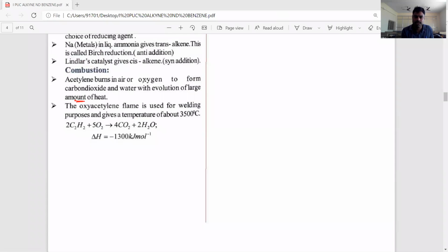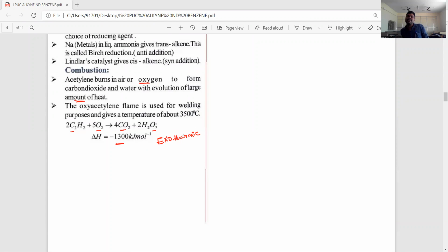Complete combustion in the presence of atmospheric oxygen, meaning air. This general formula we already discussed. Two carbon atoms are present, that's why it produces carbon dioxide. Carbon atoms are converted into carbon dioxide and hydrogen atoms are converted into water, and it releases a large amount of heat. About minus 1300 kilojoules per mole of energy. Delta H is negative, meaning it is an exothermic process.